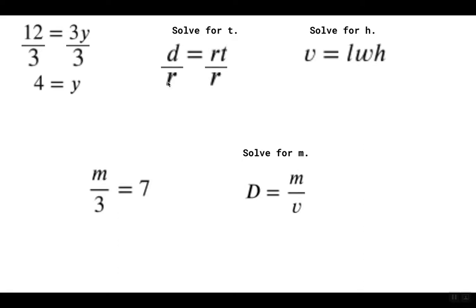I can't do anything with that. There's not even any numbers there. So I write my answer as t equals d over r. That's all I can do. I'm done. It would be very similar over here if I had written y equals 12 over 3. But I can simplify 12 over 3, so I did.